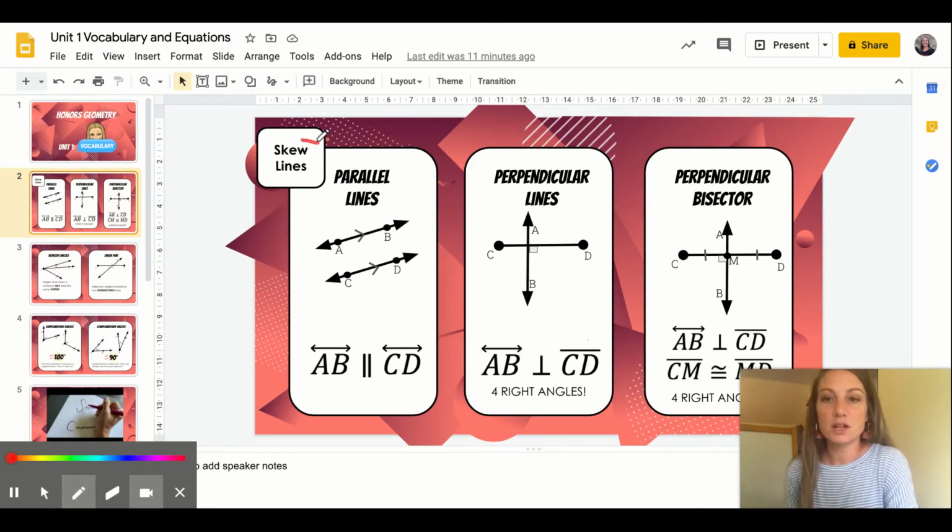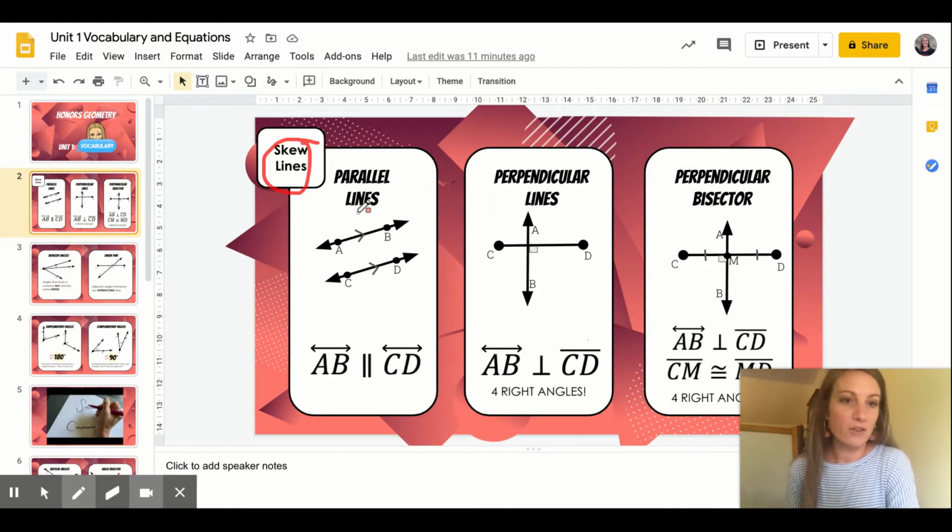So skew lines is right here, and we have our parallel lines here. Notice these little arrows right here for parallel? That shows that they're parallel. And we have our parallel symbol, so we have line AB is parallel to line CD.